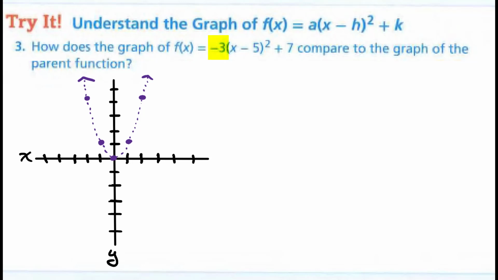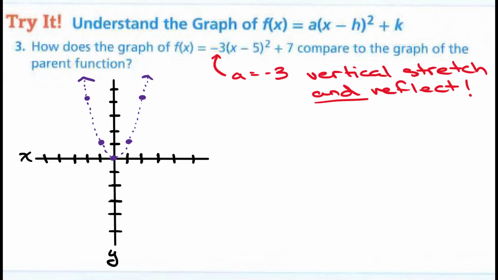First, let's look at the -3. So our a is equal to -3. This is going to provide a vertical stretch, so our graph will be thinner, and the negative tells us we need to reflect or flip across the x-axis. First, let's deal with the stretch. A vertical stretch and a reflection does not affect our vertex. We're not shifting left or right at all. So my vertex is still going to be at the origin, at 0, 0.